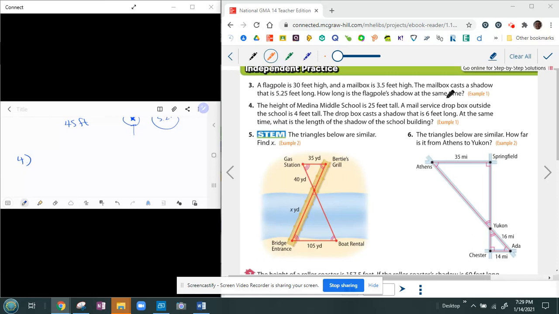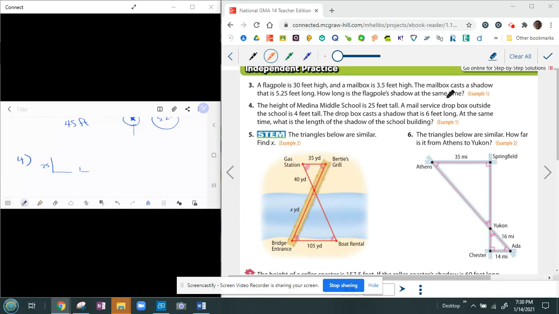Flagpole. Okay, number 4. Okay, so we have another shadow issue. We've got the high school that is 25 feet tall. We have the service drop box, which is 4 feet tall. The drop box casts a 6-foot shadow. At the same time, what is the length of the school building shadow?